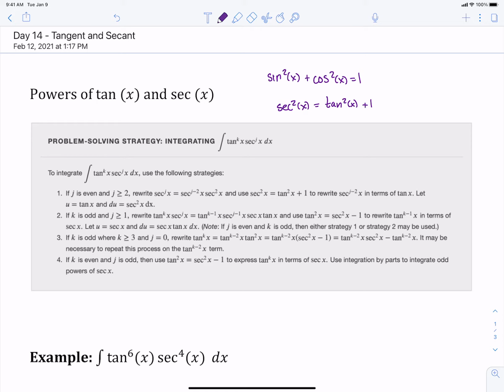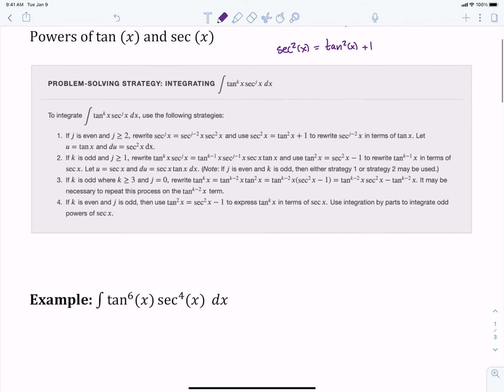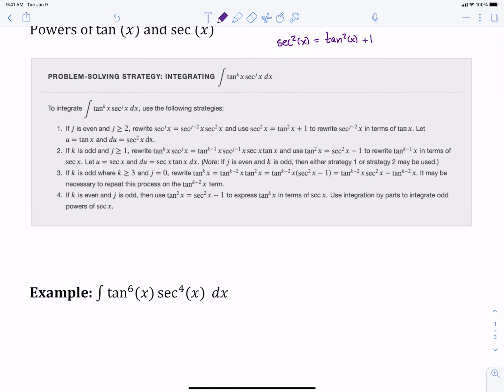So remember, both of these can be moved around, solved for whatever we want to be. We can solve for sine squared or tangent squared, whatever we need in the problem that we have. So again, there's a problem solving strategy that's laid out in OpenStax. I will also have a version of this in our notes, so you can take a look and read through this, but we'll do a couple examples, and I think that will help figure out what it is that we want to do here.